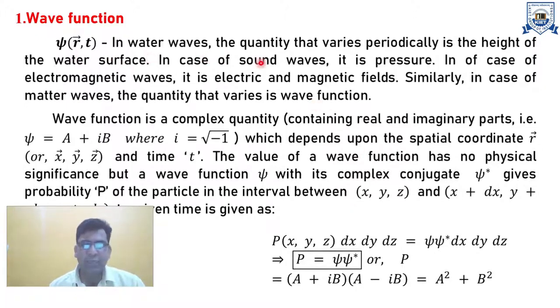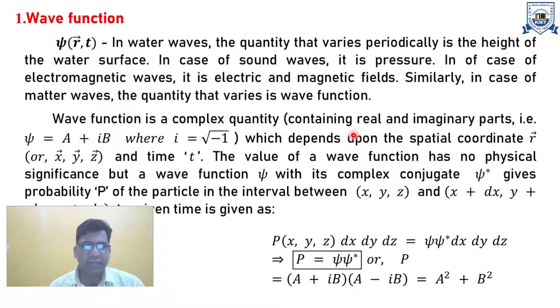In water waves, the quantity that varies periodically is the height of the water surface. In the case of a sound wave, it is the pressure. In the case of an electromagnetic wave, it is the electric and magnetic field. Similarly, in the case of a matter wave, the quantity that varies is the wave function. In water waves, the surface moves from top to bottom, and we calculate the water surface. A sound wave is just pressure. An electromagnetic wave has an electric vector and a magnetic vector, mutually perpendicular to each other.